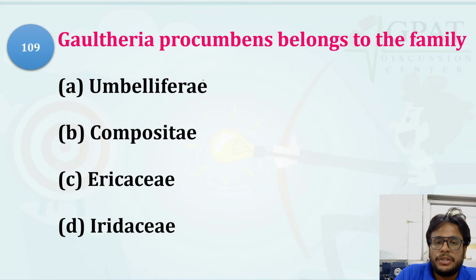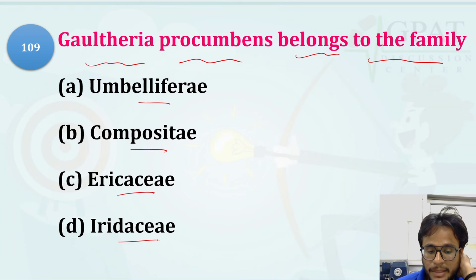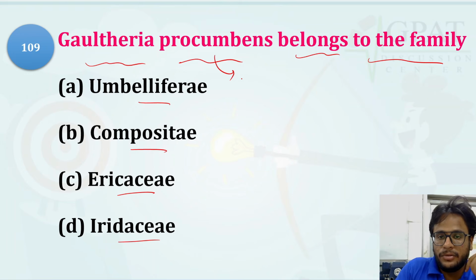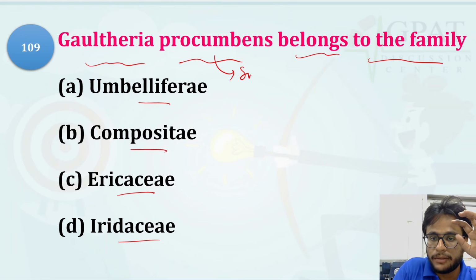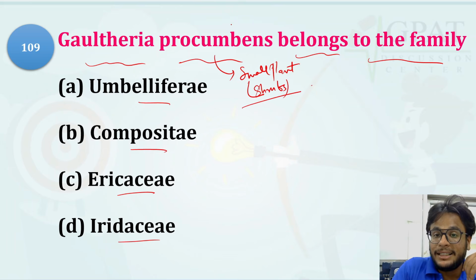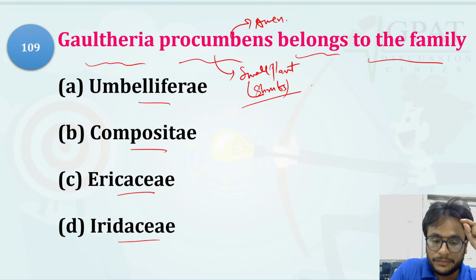Coming towards our next question: Gaultheria procumbens belongs to the family Umbelliferae, Compositae, Ericaceae, or Iridaceae. So to which family will the given plant mainly belong? You know that it is not a herb, it is a small plant, and small plants are called what? Shrubs. And another name of that plant is what? American wintergreen.